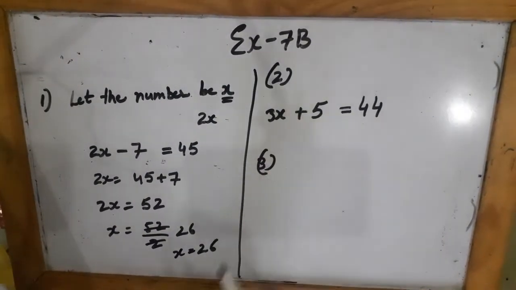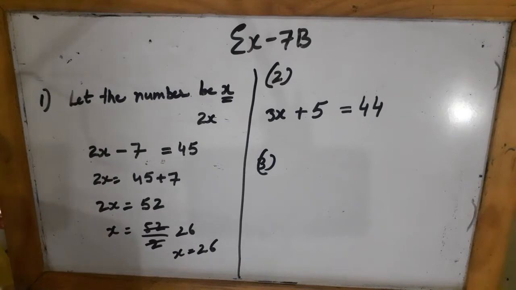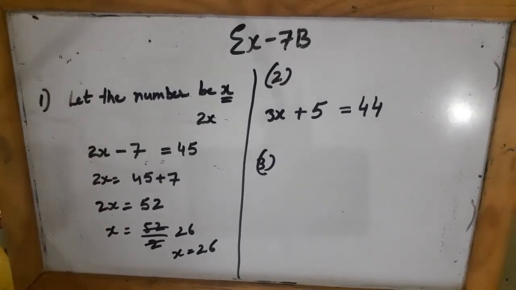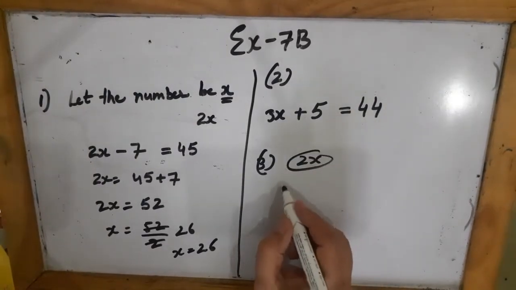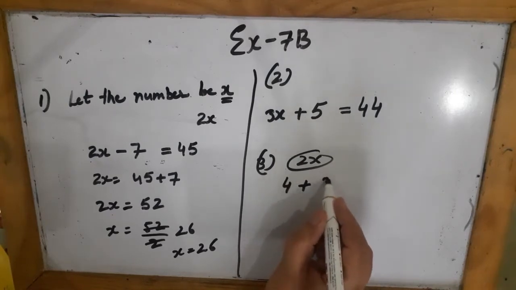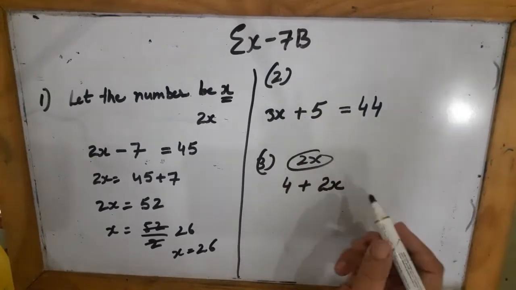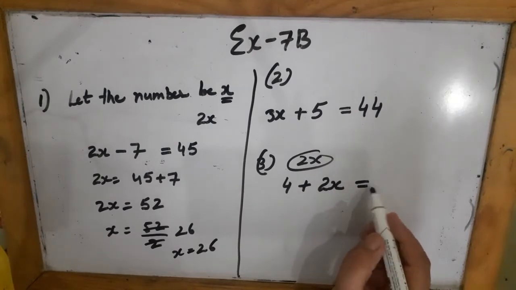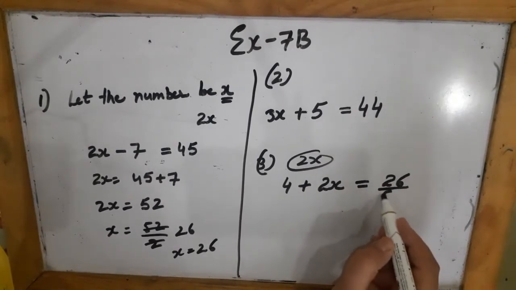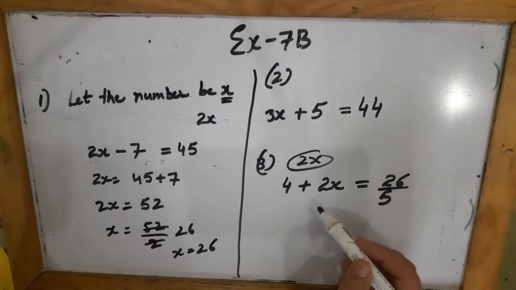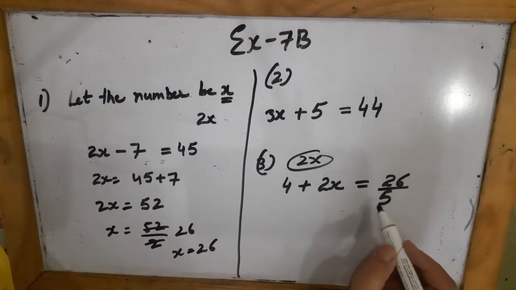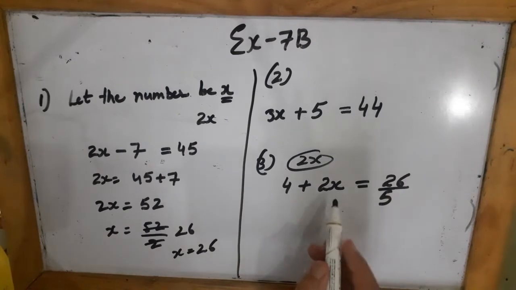Look at the third part now. The third part says 4 added to twice a number. Here also they have used the words twice a number. So twice a number will be 2x. So 4 added to twice a number, which is 2x, yields, means gives, 26 by 5. So this becomes my equation. Here you have to find the fraction, so when you get the answer, you will get it in fractional form.